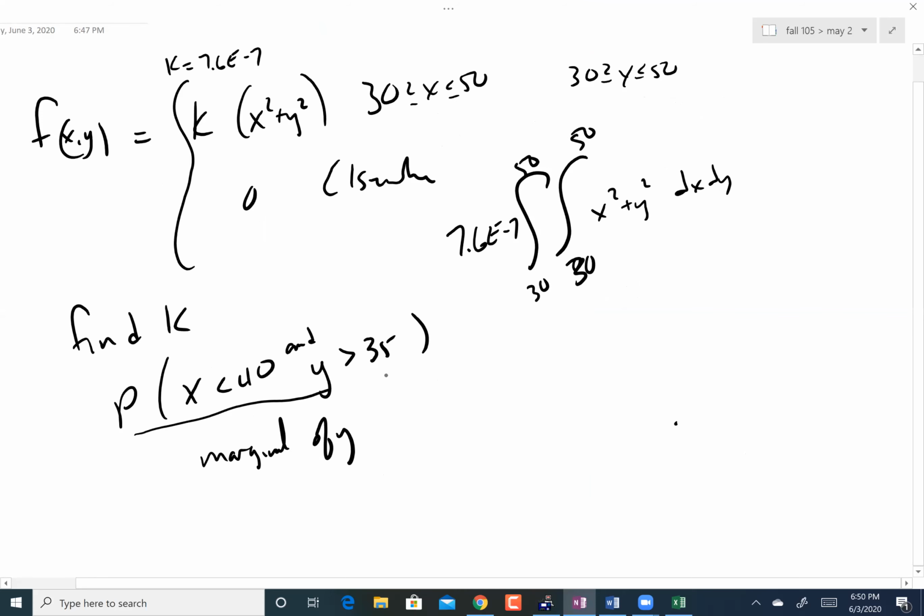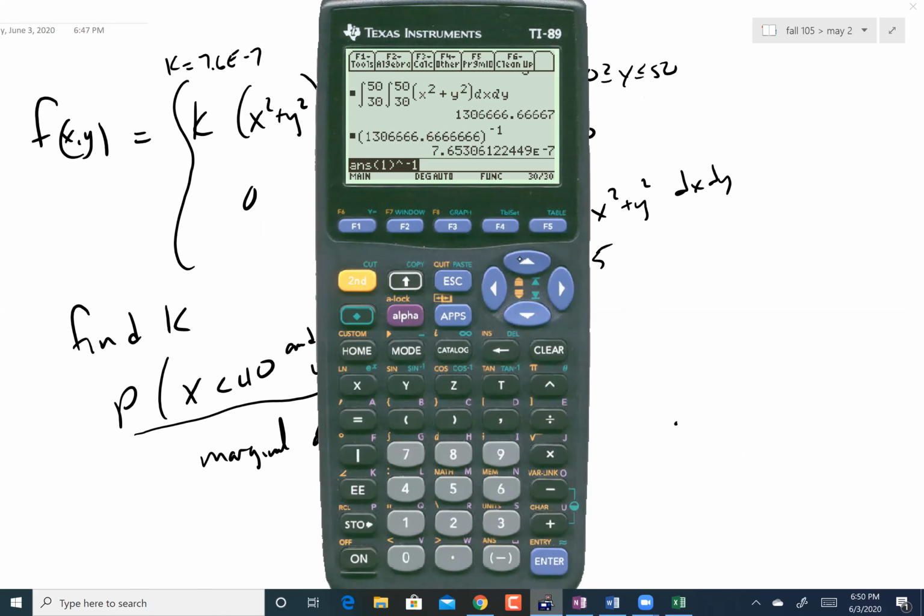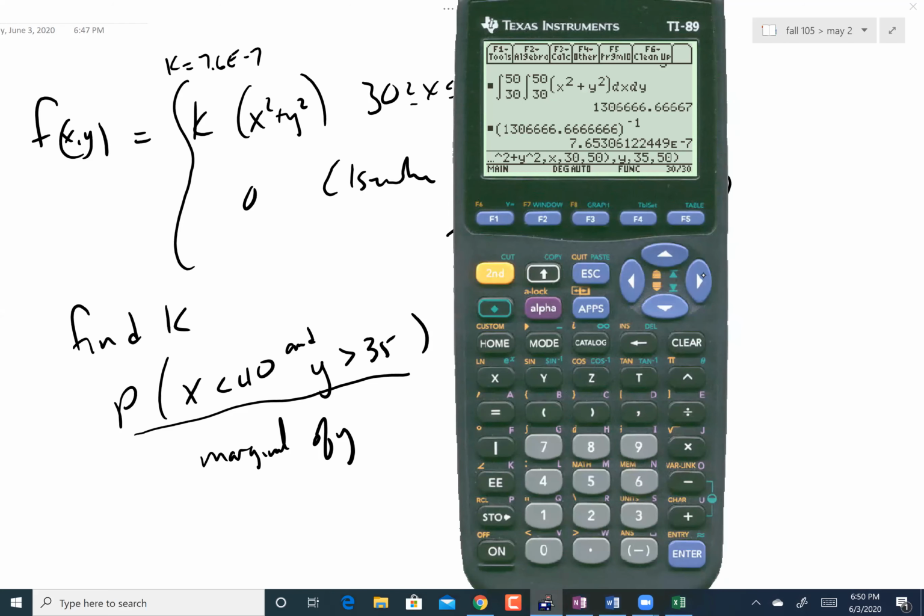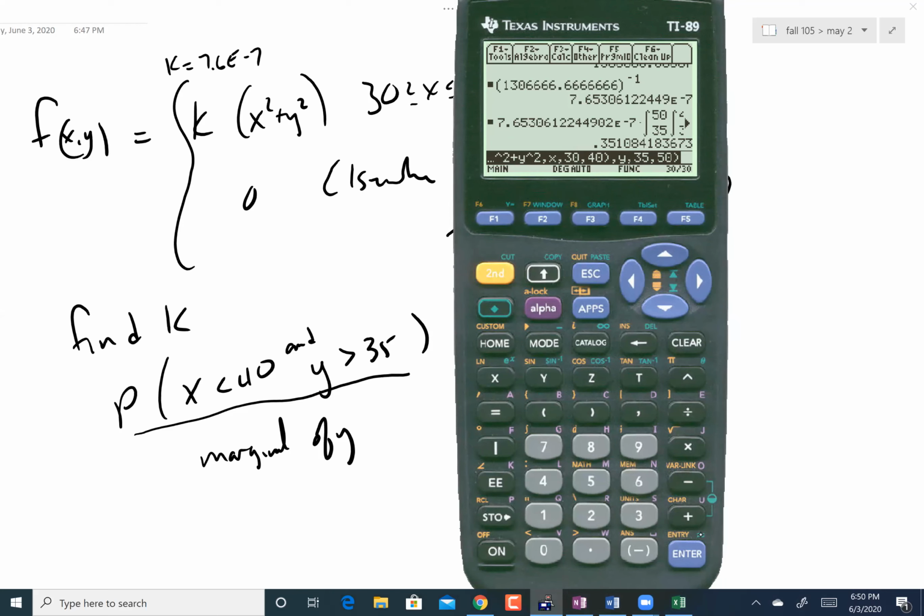So if I want the probability that x is less than 40, I better integrate from my lowest bound up to 40. And I want to go from 35 up to my upper bound. I'm going to take that function, grab these again, and then I'm just going to edit my limits of integration. 30 to 40. There you go. And 35%.